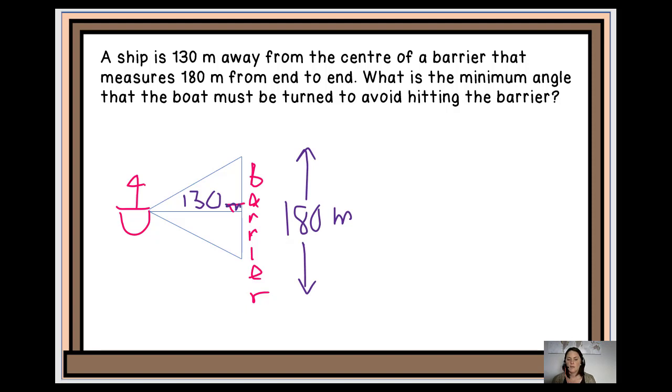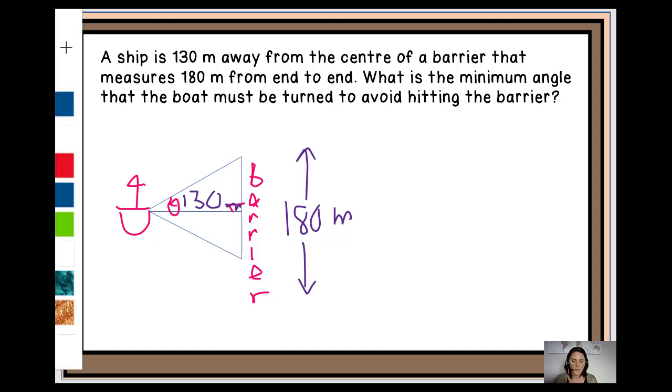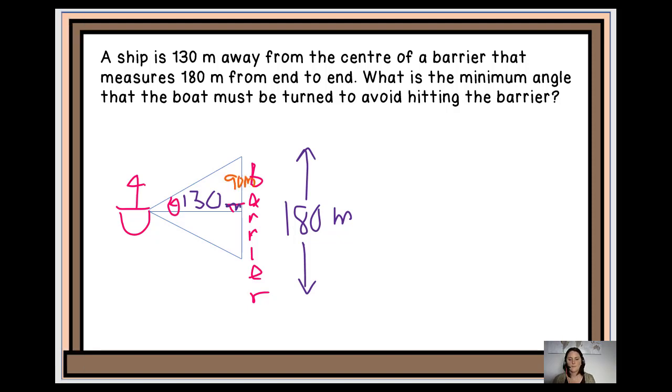So to figure out what the minimum angle the boat must be turned to avoid hitting the barrier, I'm going to put my theta down in the corner here by the boat. And then if all the way across the barrier is 180 meters, halfway is 90. So I'm going to draw that 90 on as well. So looking at the information that I have, it looks like, again, I have an opposite and an adjacent. So tan theta is equal to 90 over 130.